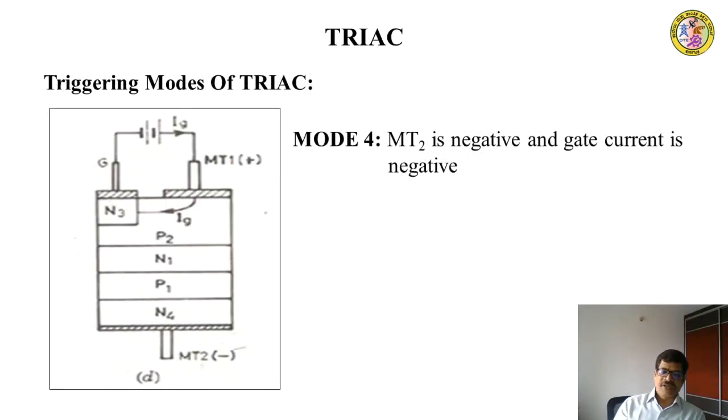Mode 4 operation, where MT2 is negative and gate current is also negative. In this mode, both MT2 and gate G are negative with respect to MT1. The gate current flows through the P2N3 junction as shown in figure D. Layer N3 injects electrons as shown by arrows into the P2 layer. This results in increase in current flow across P1N1 and the device will turn on due to increased current in layer N1. The current flows through layers P2, N1, P1, N4. Triac is more sensitive in this mode compared to turning on with positive gate current of mode 3.